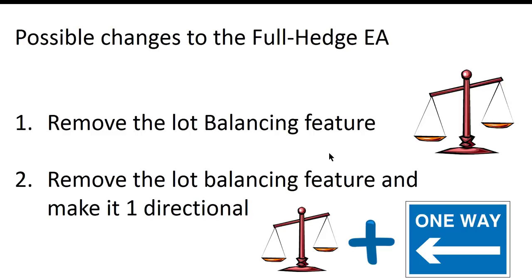Then the other thing that you could do is remove the lot balancing feature and make the trading one directional. So if you have a good idea that the price is going to go up on the euro, for instance, in the next week because of some politician's speech, then you know the direction of the trade. You don't need to have a buy and a sell in all the time. You can just trade in that direction. So the next EA that we're going to look at is where the lot balancing feature is removed and we're only trading in one direction. So let's move to the first concept.